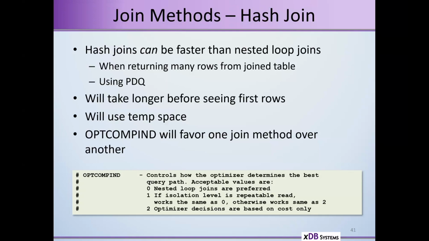You can influence the optimizer as to whether it wants to use a hash join versus a nested loop join by setting OPCOMP in your Informix config file. If you've set it to 0, you'll see more nested loop joins. If you set it to 2, you'll probably see more hash joins.